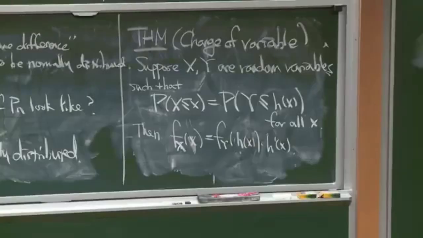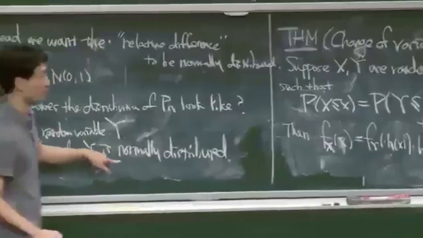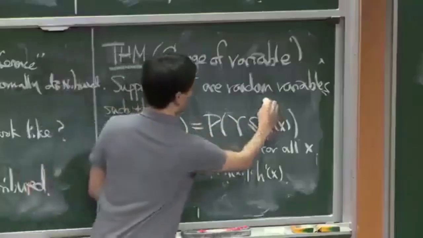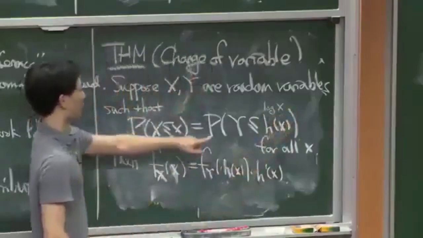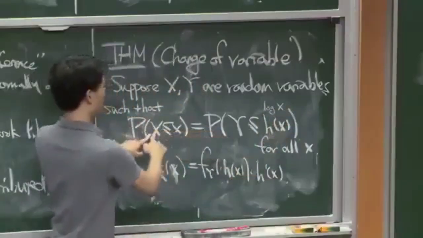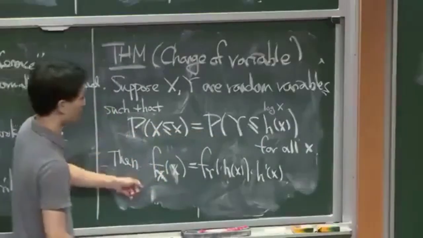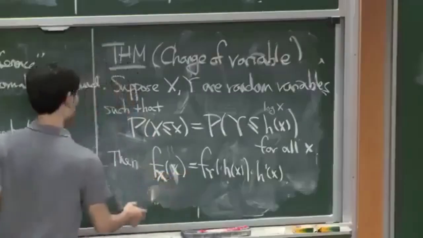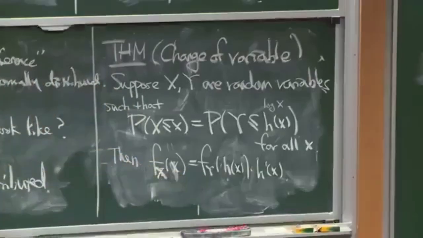So let's try to fit into this story. We want to have a random variable Y such that log Y is normally distributed. So if you put log of x here, if Y is normally distributed, x will be the distribution that we're interested in. So using this formula, we can find the probability density function of the log normal distribution using the probability density of the normal. So let's do that.